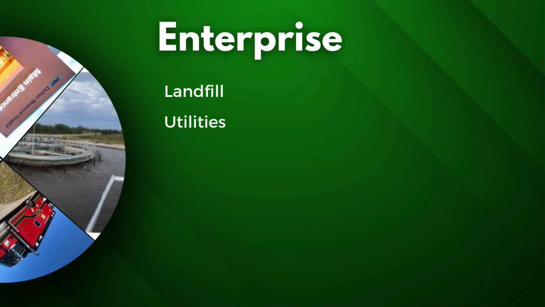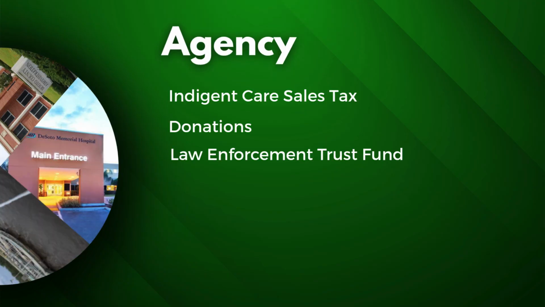The fourth type of fund we will examine is the agency fund. In this fund, the county temporarily holds money on behalf of someone else. The county does not control these funds. We receive and pass them through as required by law. To better understand this, the voter-approved half-cent indigent care sales tax is collected by the state, sent to the county, and then distributed to the local hospital as directed by the voters of the county. Other examples include restricted donations and the law enforcement trust funds.